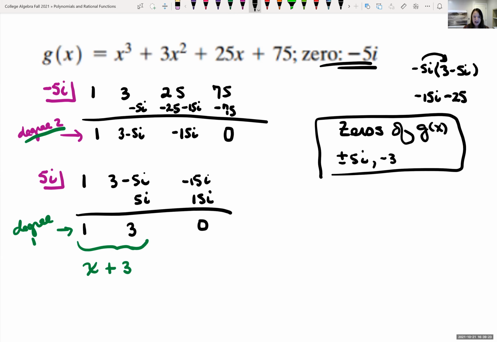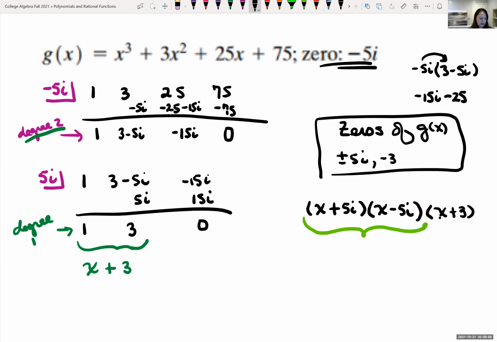Let's break this down as a product of linear and/or irreducible quadratic factors. The negative 5i is a zero, so x plus 5i is a factor. If 5i is a zero, we know x minus 5i is a factor. Let's rewrite this because this is irreducible over the real numbers. And if x equals negative 3 is a zero, then we know x plus 3 is a factor. So right now we have g of x equals this.